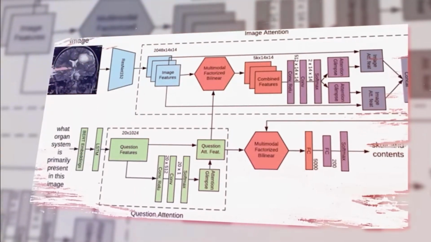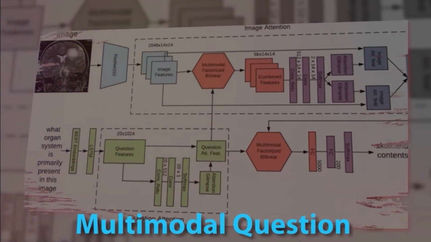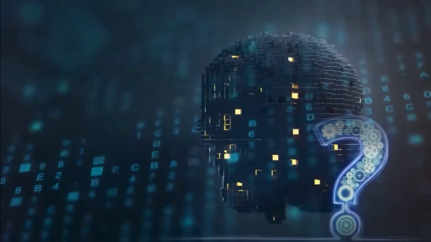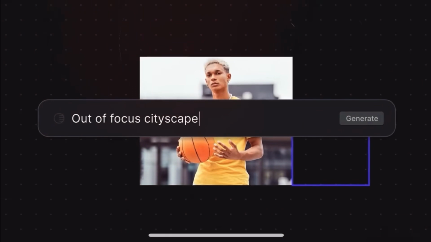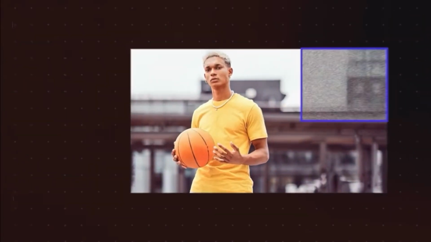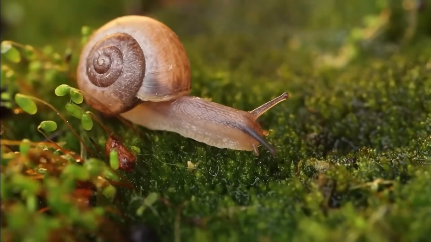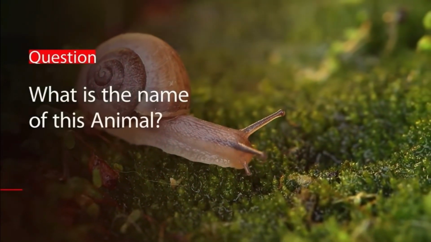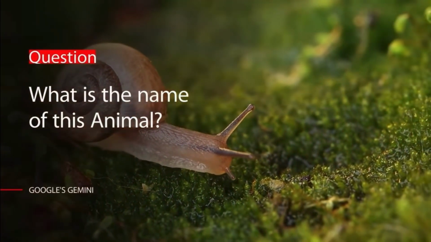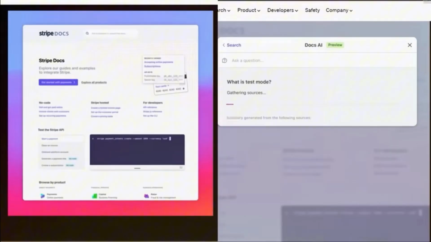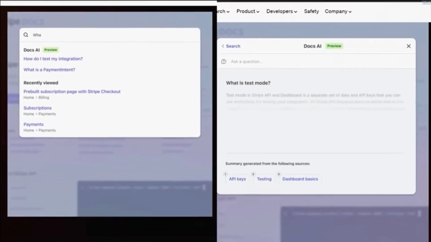One thing Gemini can do is multimodal question answering. This is when you ask a question that involves multiple types of data, like text and images. For instance, you might ask, "Who is the author of this book?" while showing an image of a book cover. Or perhaps, "What is the name of this animal?" while showing an image of some creature. Gemini can answer these questions by combining its skills in understanding both text and visuals.